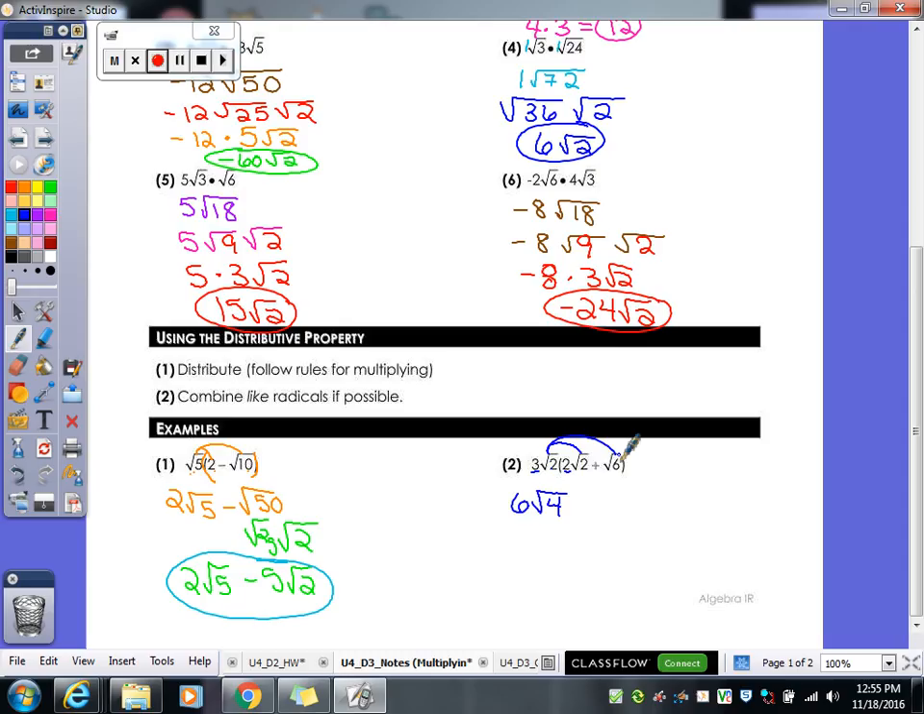Now we're going to multiply it times the radical 6. So again, there's a 1 out here. So 3 times 1 gives us a 3. Multiply underneath, 2 times 6 gives us a 12.